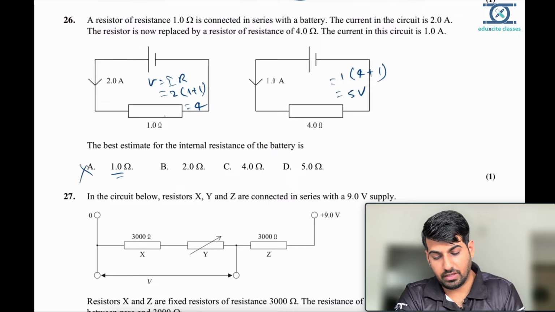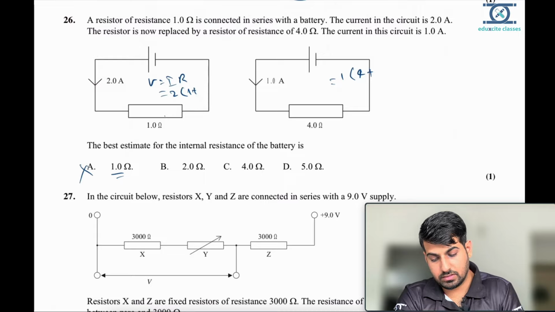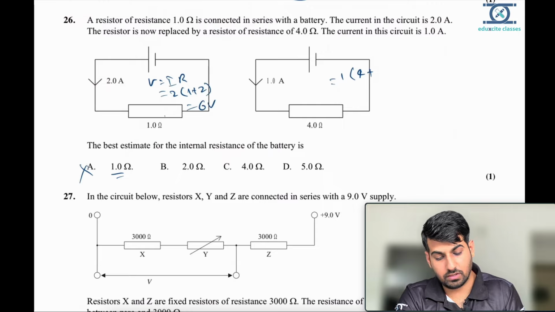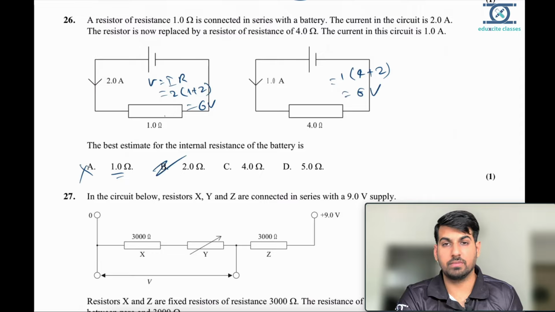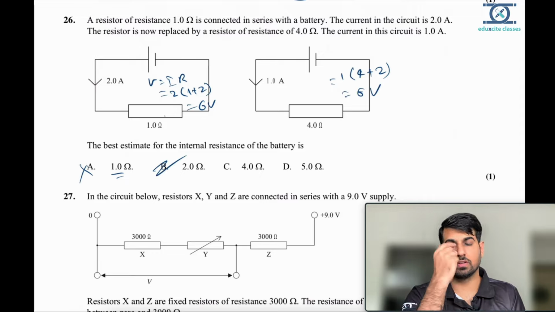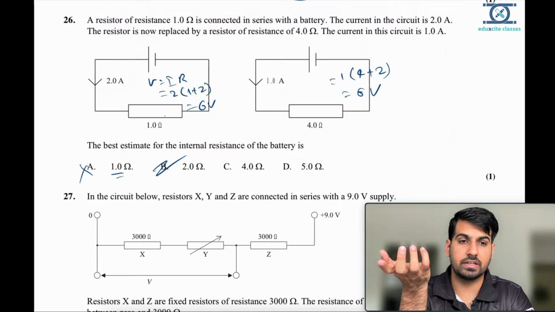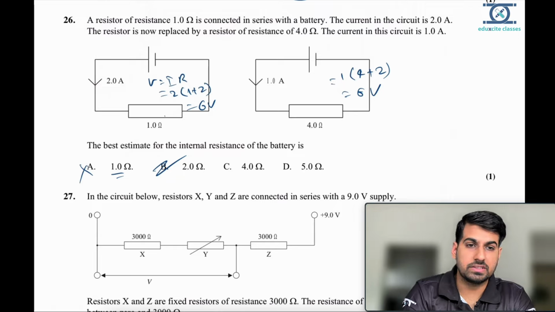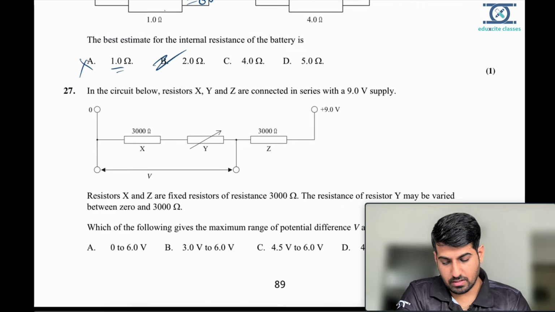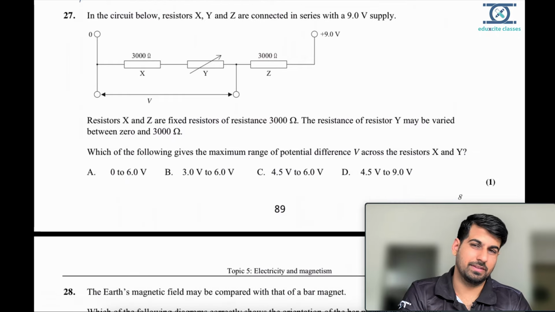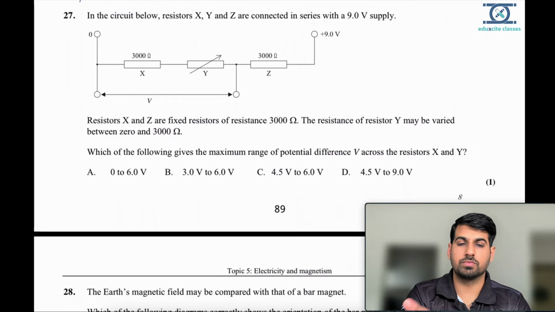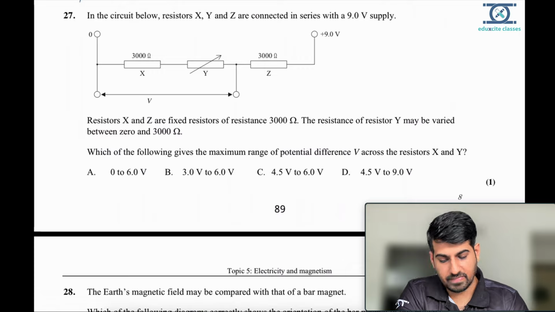Now check for B. If I put 2 here, 2 plus 1 is 3 into 2 is 6 volt. Here, 4 plus 2 into 1 is 6 volt. So definitely B will be the right answer. You can solve directly, or you can put up the equation for the internal resistance and check for the answer. This is the short way: in minimum time you can solve just by putting in the values and you will get the answer.